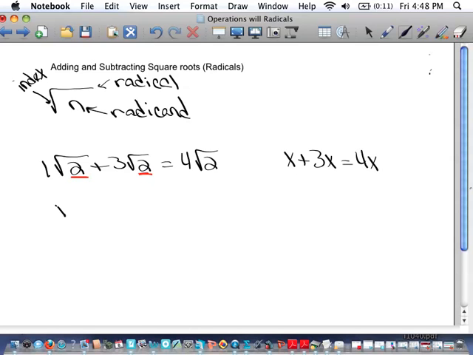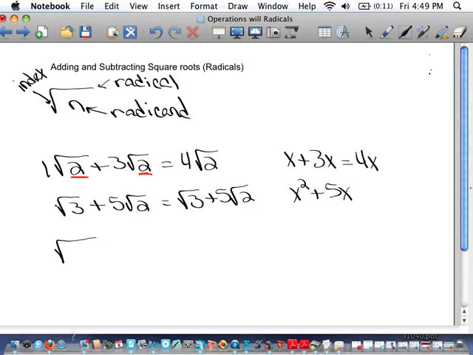If you have, for example, the square root of 3 plus 5 times the square root of 2, you can't add those. That just remains the square root of 3 plus 5 the square root of 2. The same way that you couldn't add x squared plus 5x. They're not the same. They're not like terms, so you can't add them. So the most important thing to remember when adding and subtracting radicals or square roots is that the radicands have to be identical.